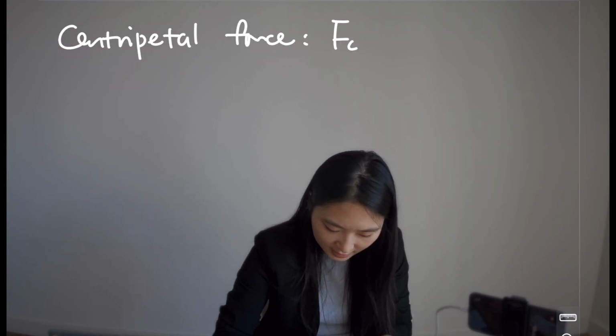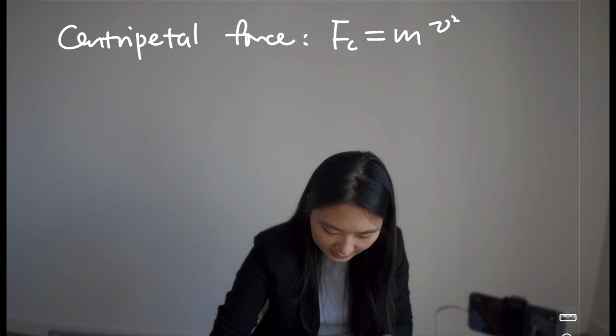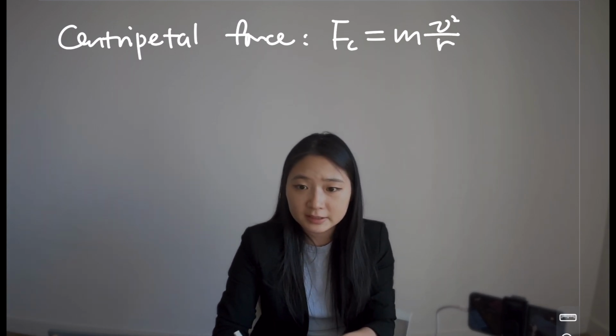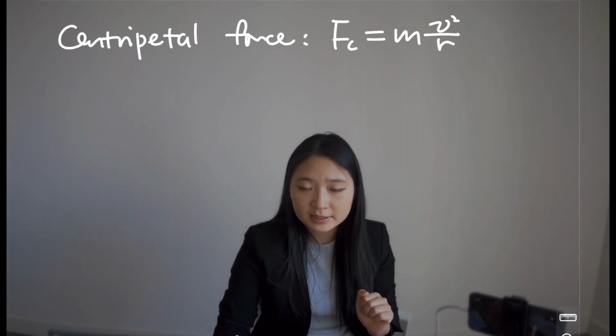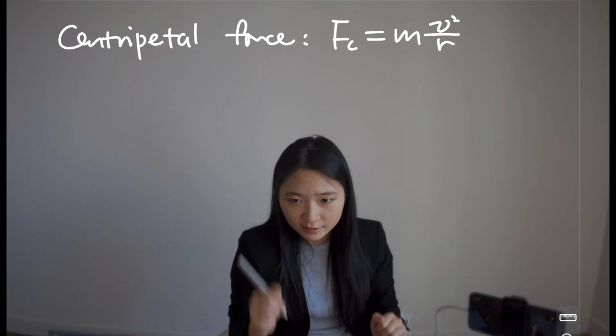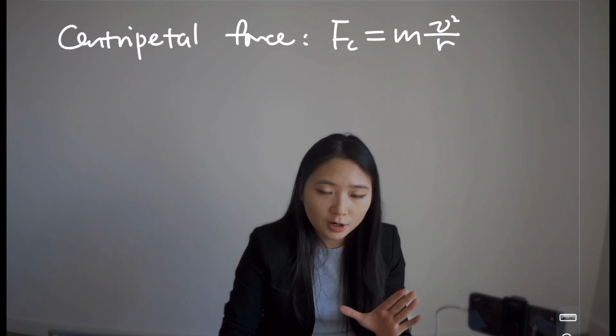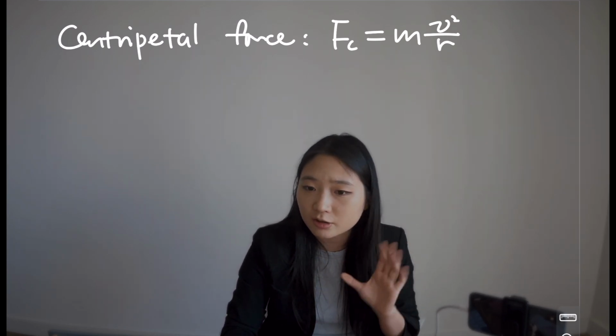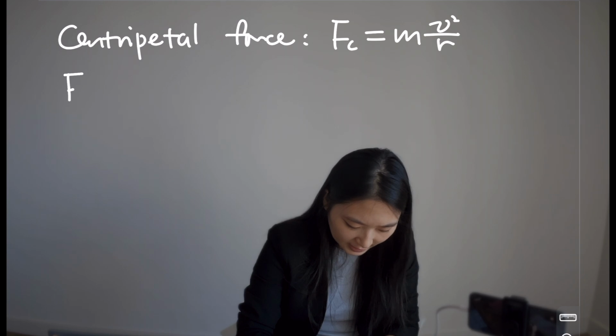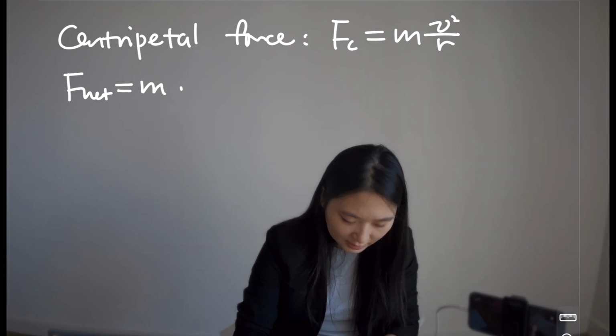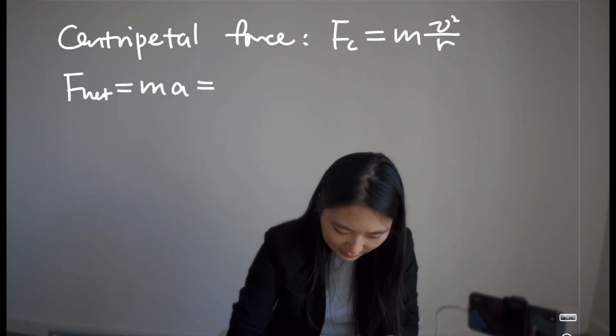Well, so centripetal force has a formula of Fc is equal to mv squared over r. Here, m obviously refers to the mass of the object, v refers to the velocity of the object, and r refers to the radius of the circular path. We also know that centripetal force is just another name for net force, and net force has a formula of F net is equal to ma, and we know that this is exactly the same as mv squared over r.